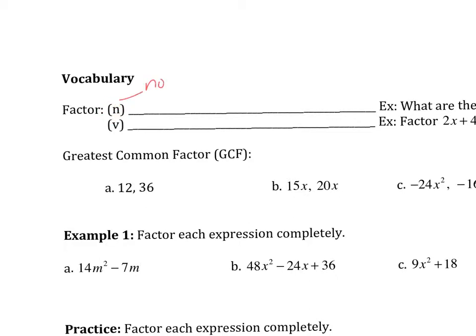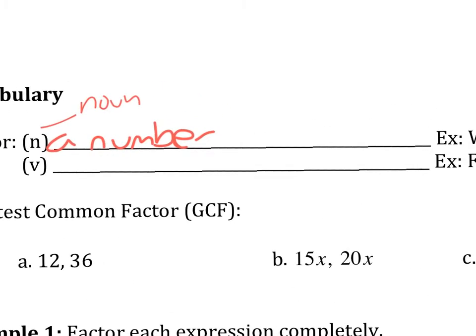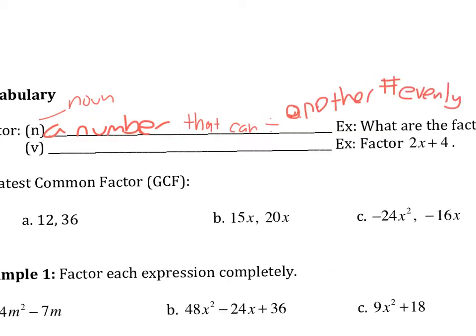Noun. So when factor is a noun, that's a person, place, or thing, or idea. And in this case, factor means it is a number that can divide another number evenly.